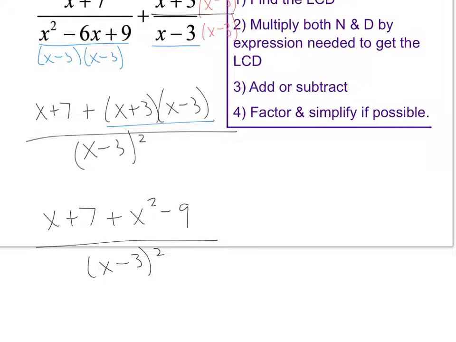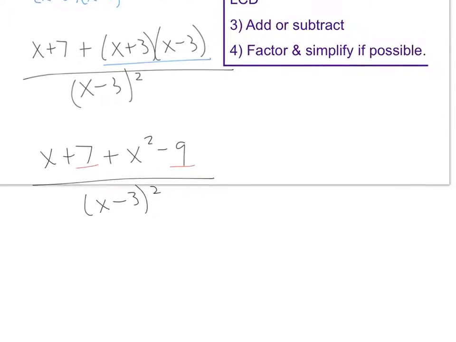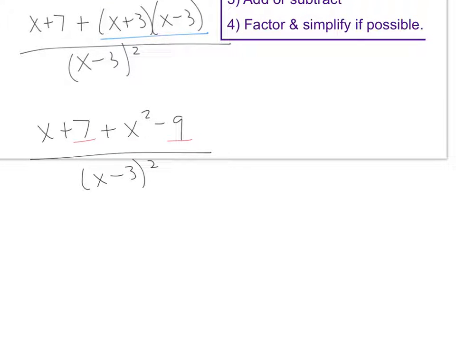So if I combine like terms, the x and x squared can't combine, but this 7 minus 9, those can combine. So what I end up getting is x squared, if I put this with highest degree to lowest degree, plus x, and then 7 minus 9 is negative 2, all over x minus 3, the quantity squared.